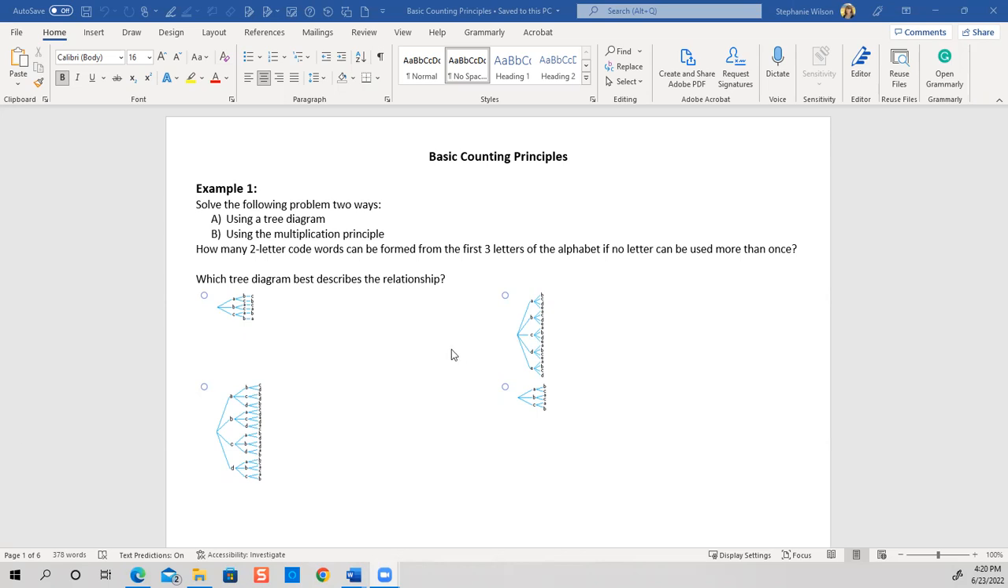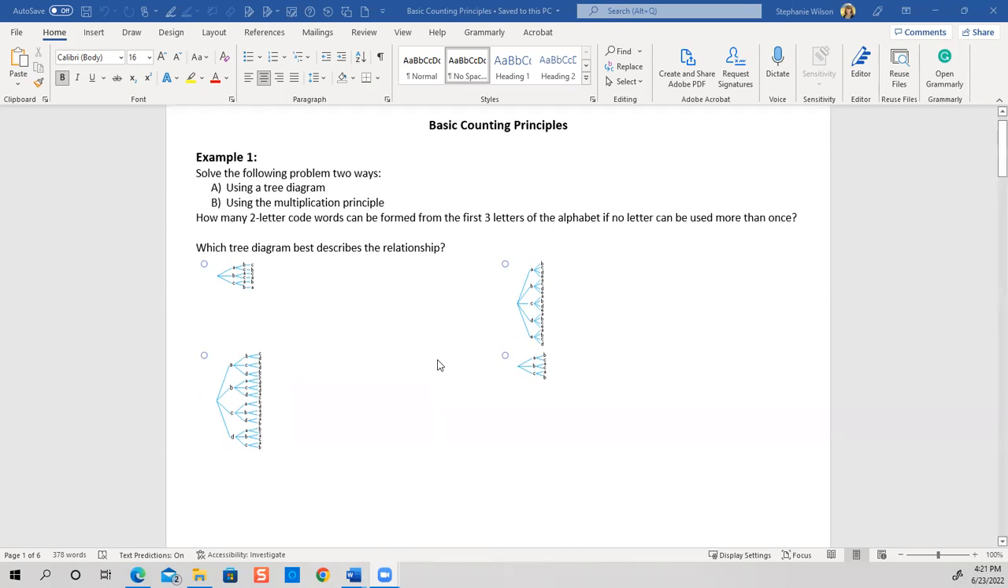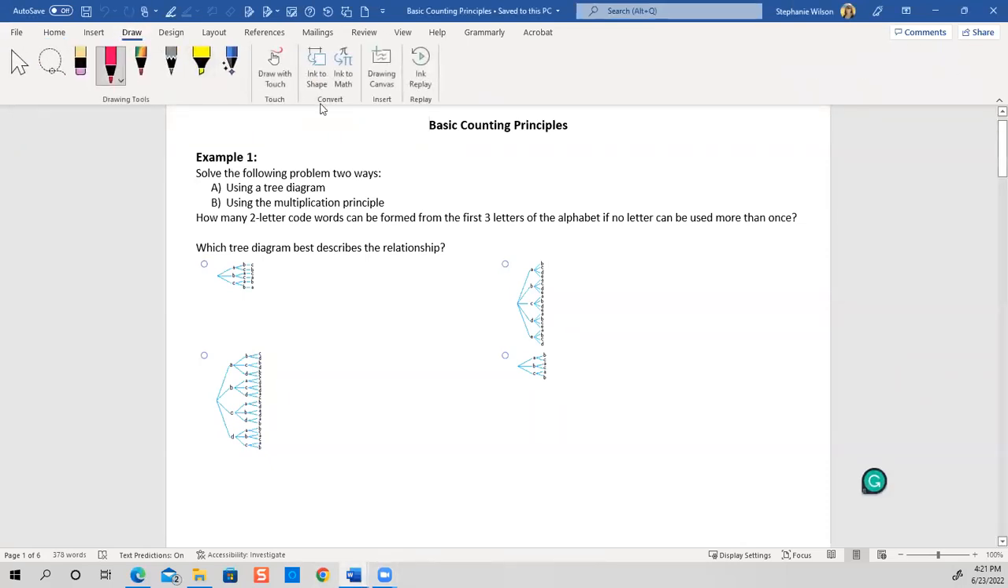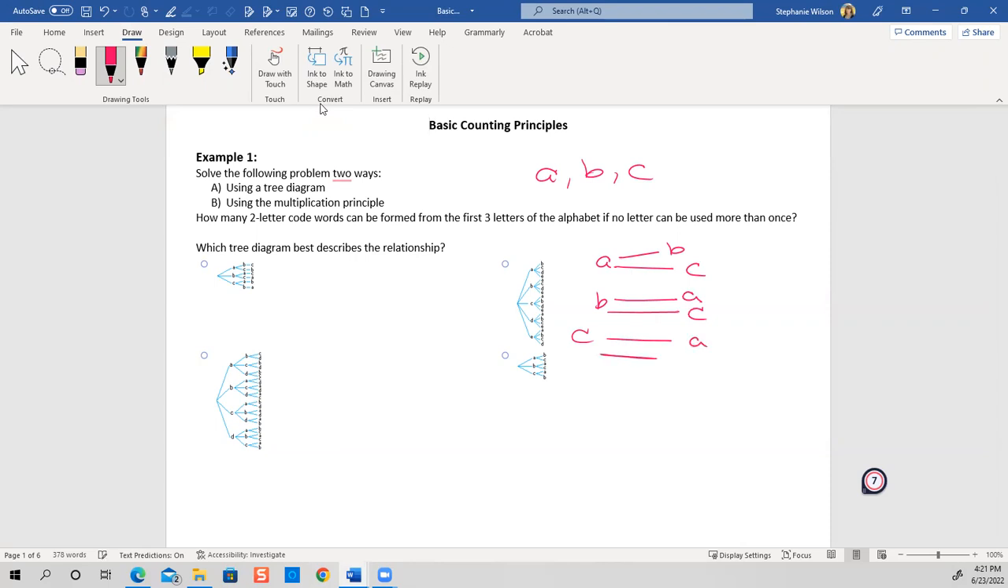The little images on the screen are just an example of how we can set it up, to give you an idea. The first three letters of the alphabet are A, B, and C. So we set it up: A, B, C. A can be connected to B and C. B can connect to A and C. C is connected to A and B.